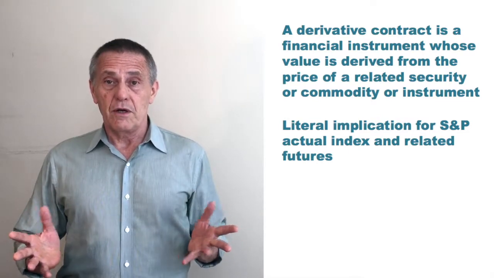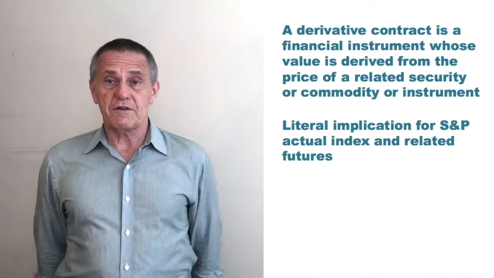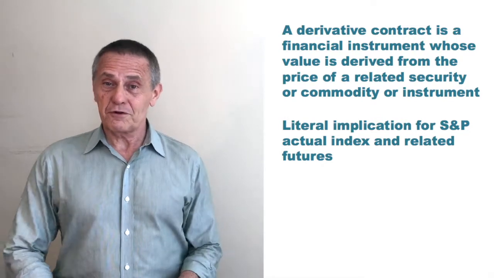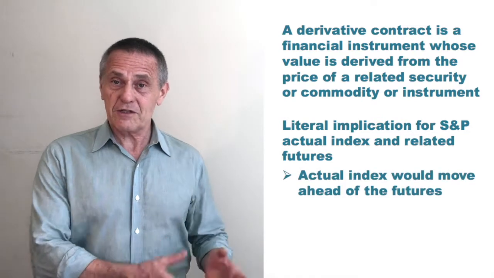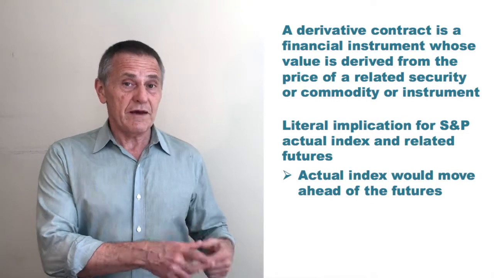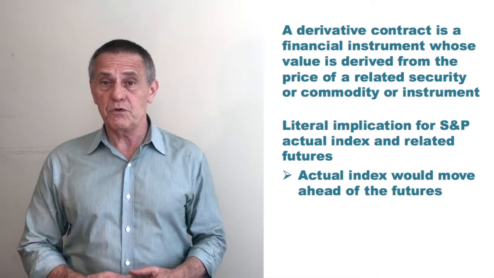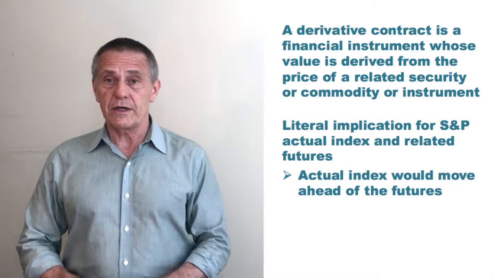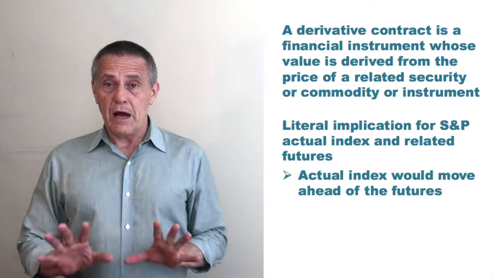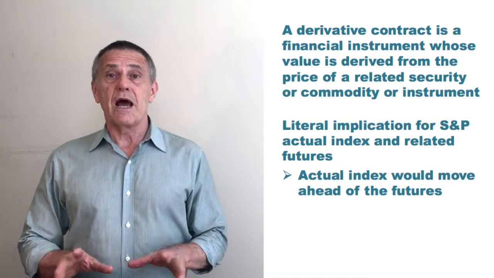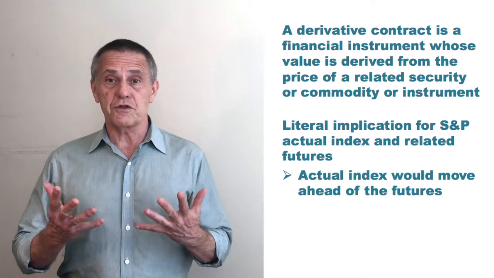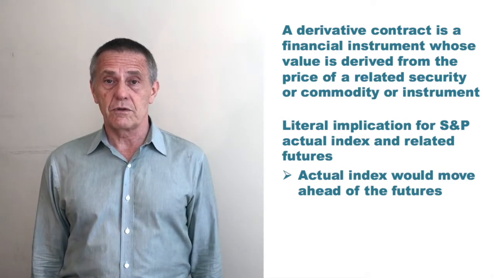Well, if the common definition was literally true, anytime new information came out that might affect equity prices, the traders in S&P futures would have to sit on their hands and wait for the traders in the actual stocks to move and react first. And only after the actual S&P index had moved could the futures market drag along in its trail. Now, I'm not saying that's what literally happens. I'm saying that's the literal implications of the words of the common definition.